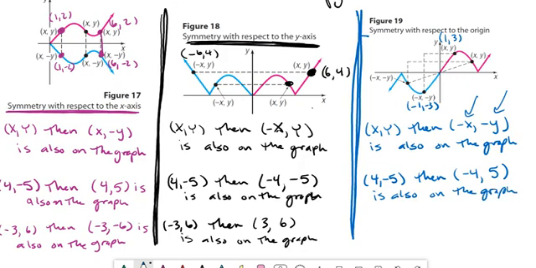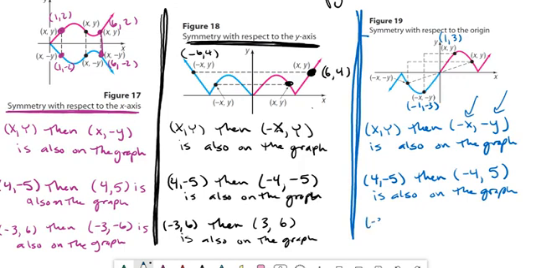Okay, again, so a graph that has symmetry with respect to the origin, if we're given a point x comma y, then we know the point negative x comma negative y, or opposite of x, opposite of y, is also going to be on the graph.